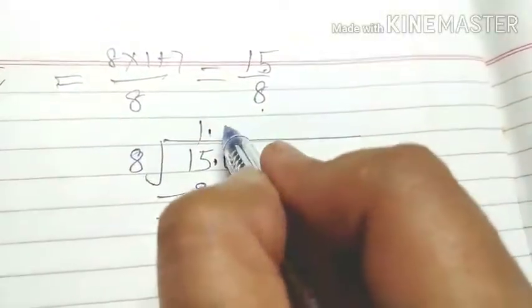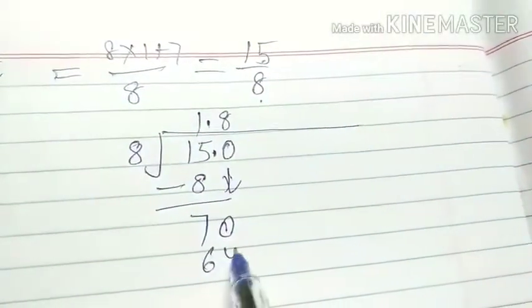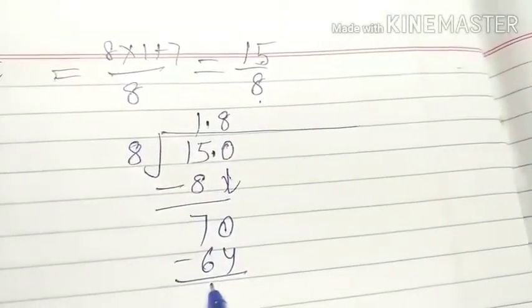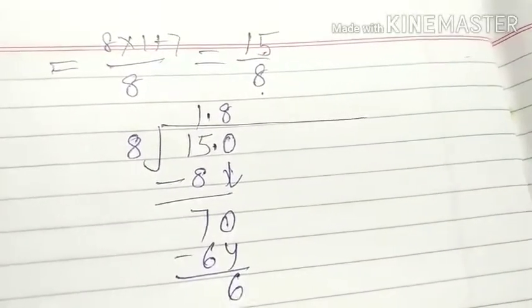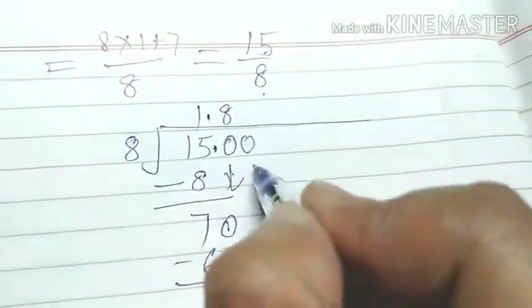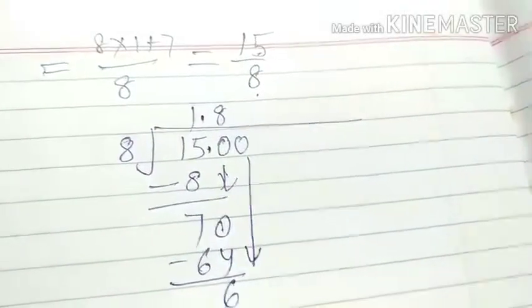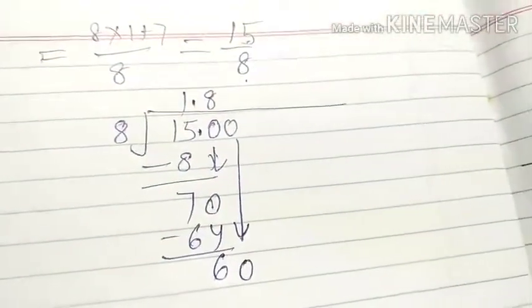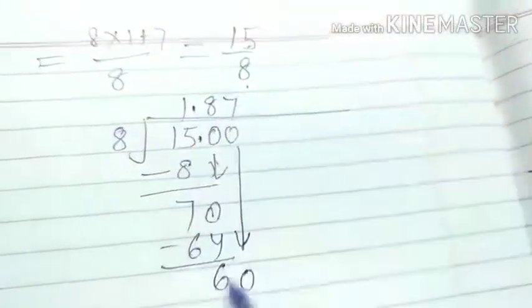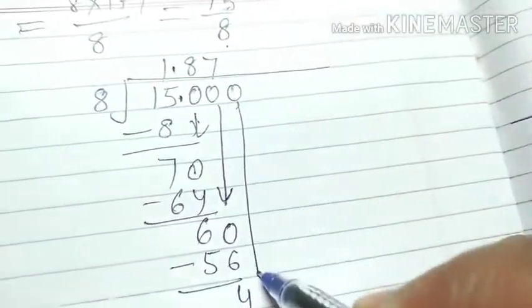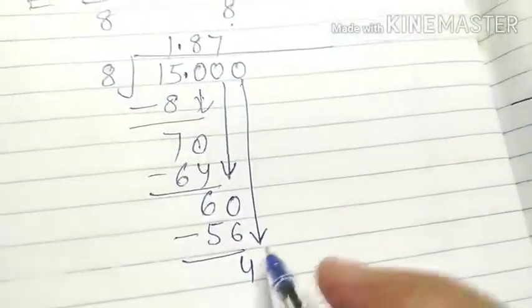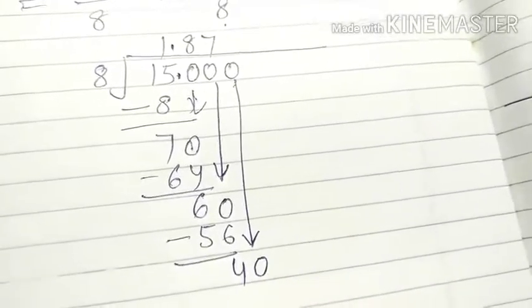Now 8 8s are 64. 70 minus 64 gives me 6. Then again I take the 0 and carry downward for making the next number greater than the divisor. Then 8 7s are 56. 4 is left. Then again I mark a 0, then carry downward to make the number more than the divisor.